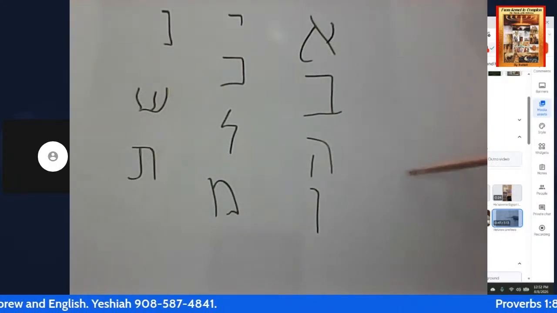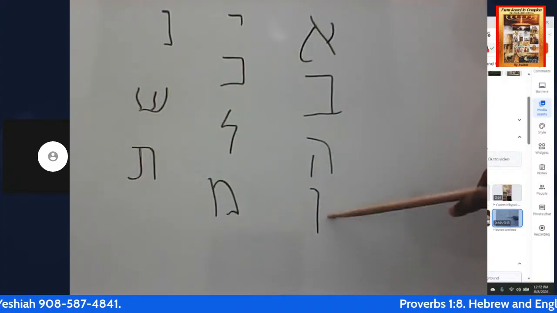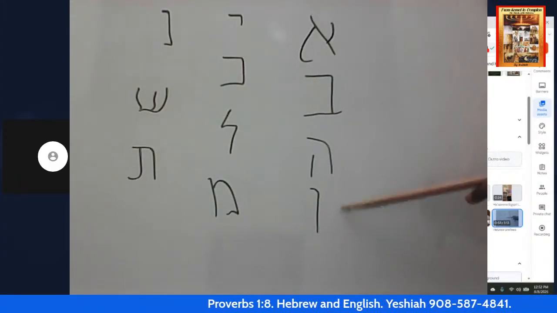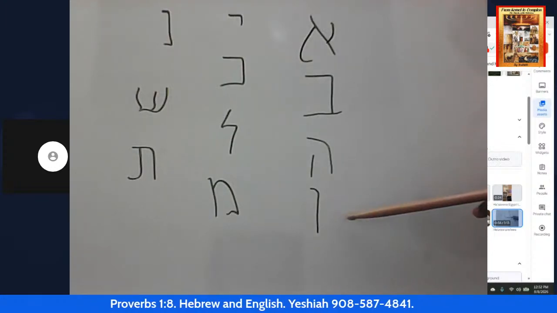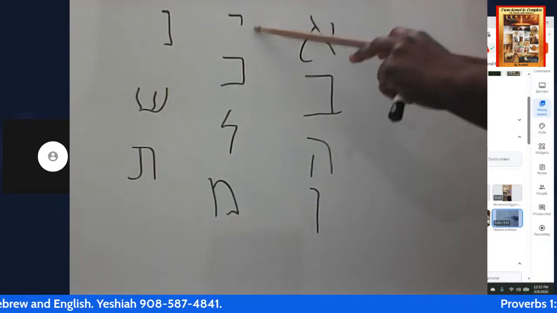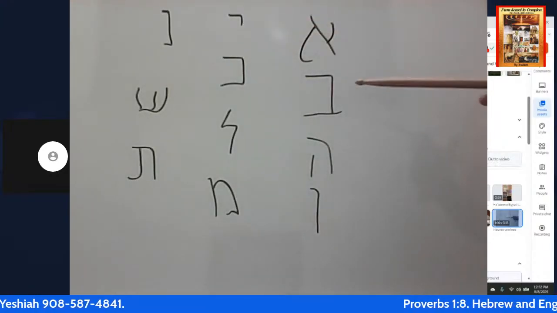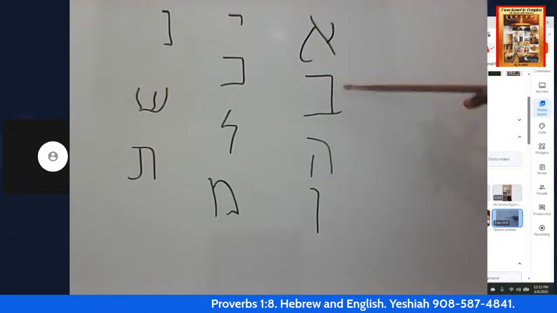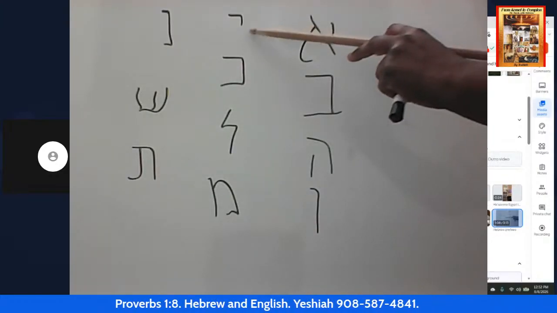So we just want to point that out. Next we have here the letter waw. This serves as a prefix with verbs and a prefix with nouns. Here we have the letter yod. This serves as a prefix with verbs and a suffix with nouns.